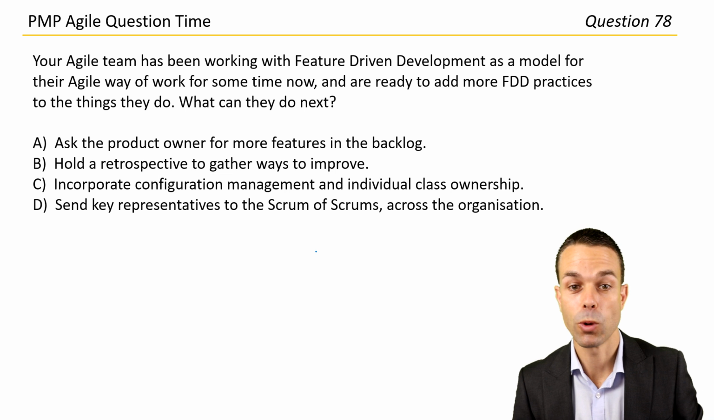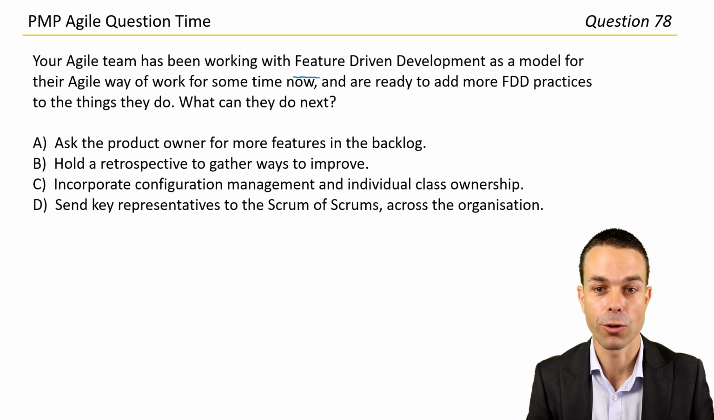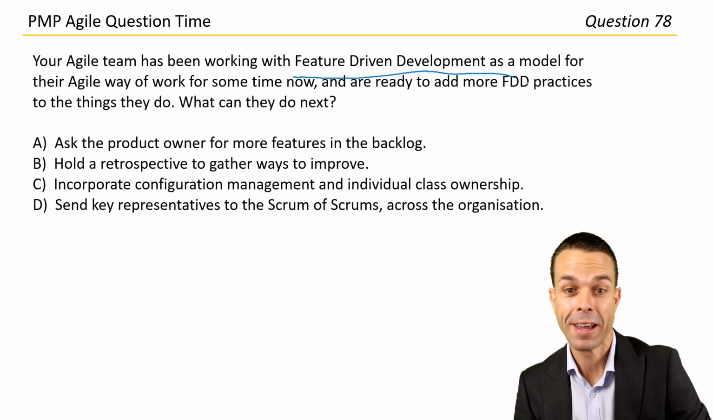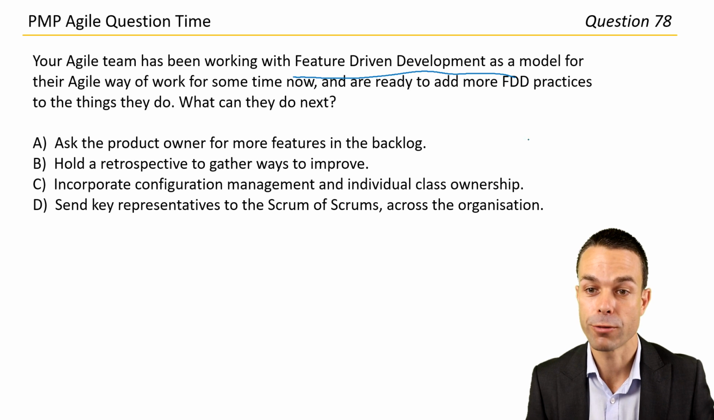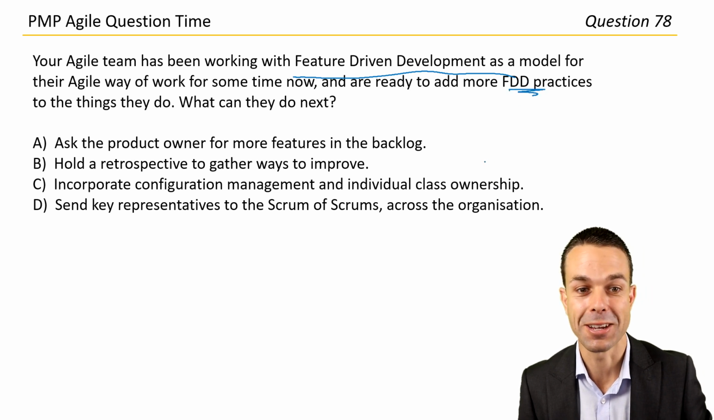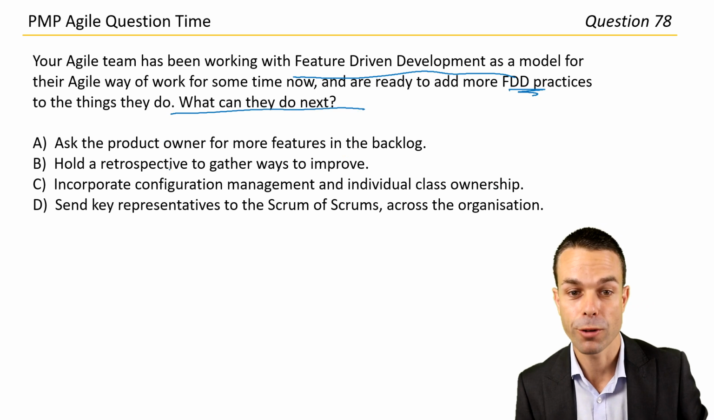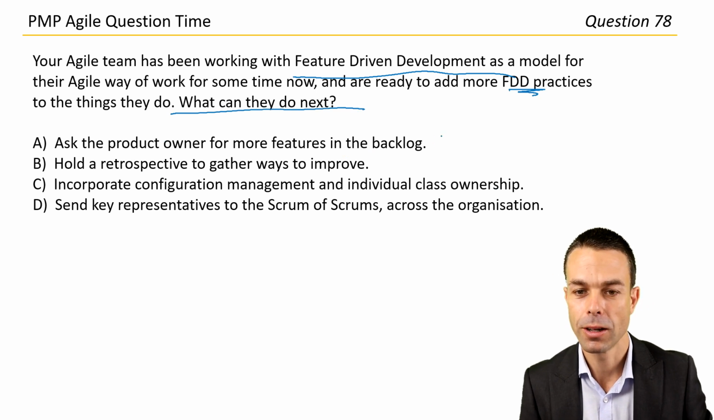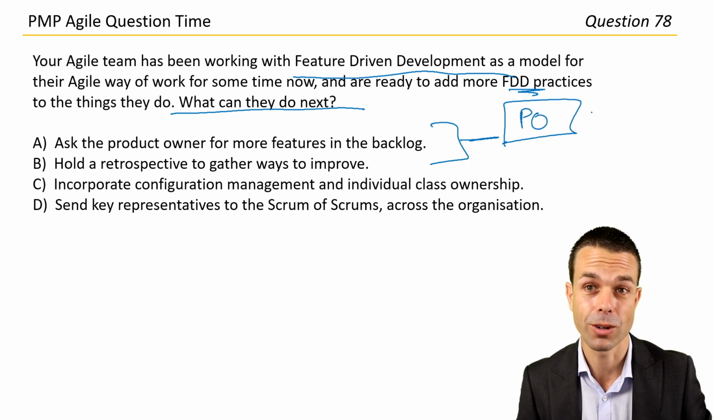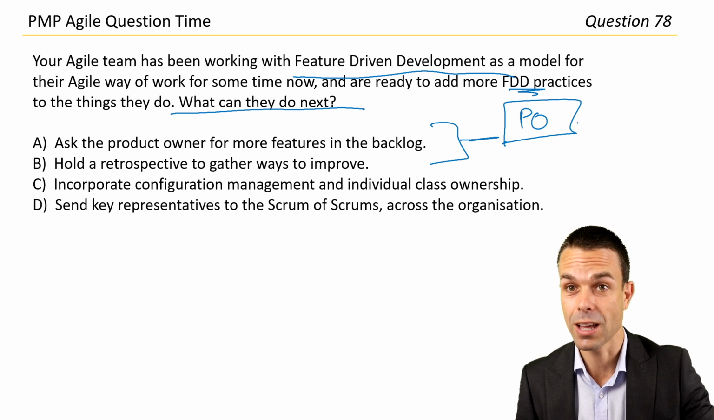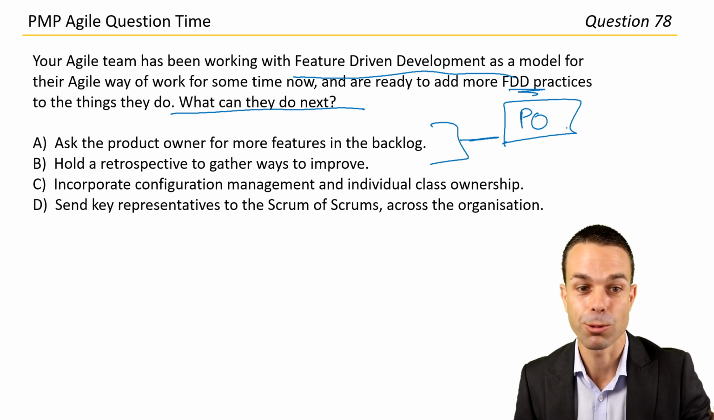Your Agile team has been working with feature-driven development as a model for their Agile way of work for some time now, and are ready to add more feature-driven development practices to the things that they do. What can we do next as a team? Ask the product owner for more features in the backlog. That could be a standard sort of agile thing. The product owner definitely owns the backlog or prioritizes the features that come up. They represent the customer. That's what we want.